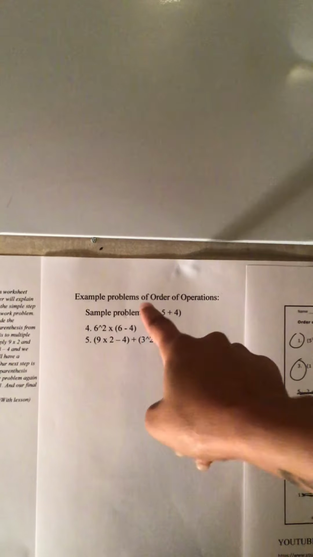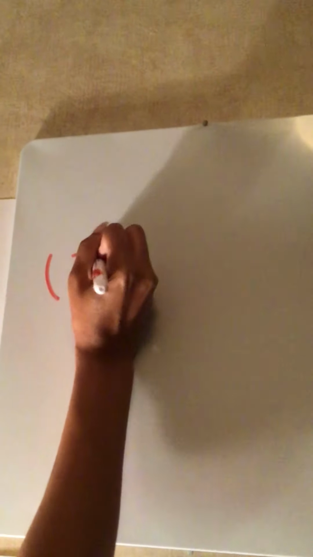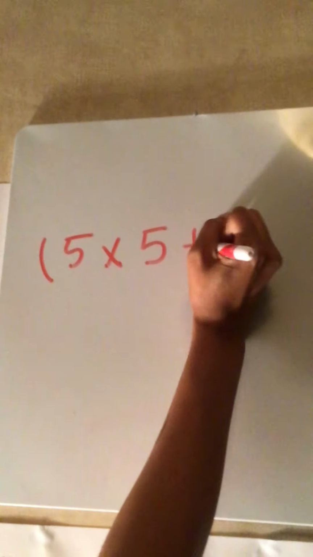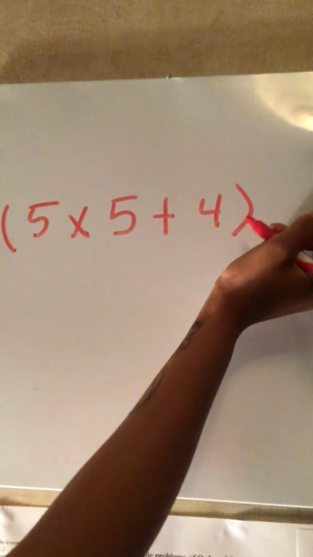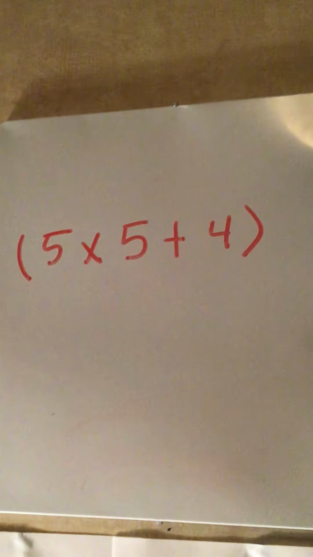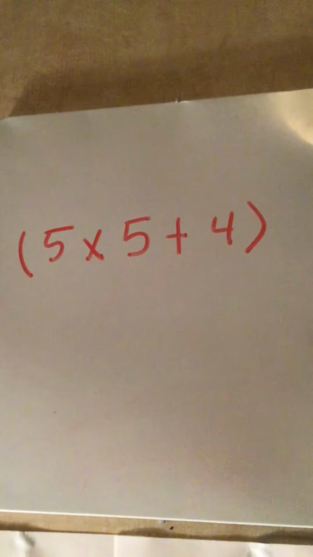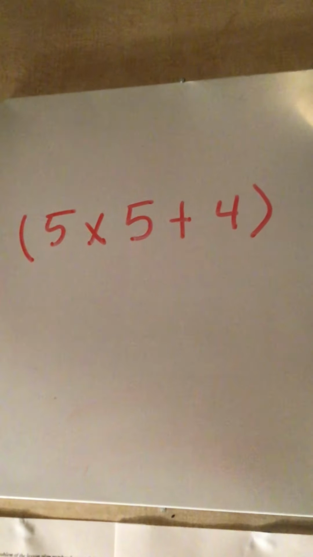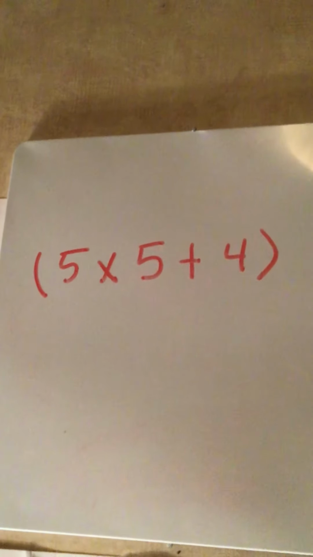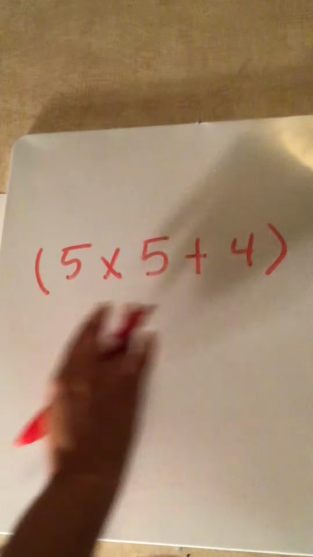So first I'm gonna start by working this first sample problem. And that problem reads, open parentheses, 5 times 5 plus 4. So first I'm going to do this problem the correct way. If we follow our order of operation PANDA sheet, it tells us we must do what's inside the parentheses first, which is our whole problem.